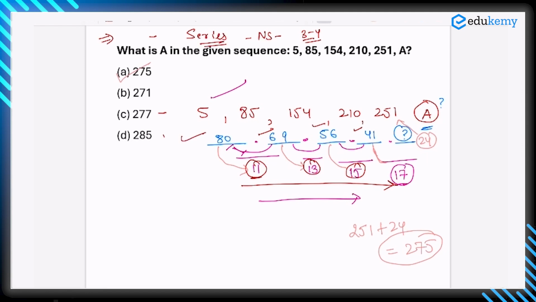We are finding this difference number 1. We note down the second difference, the difference number 2. Now we look at 80 minus 69 is 11. Then this 69 is added to this 85, and we get 154. Similarly, this 56 is added to 154 and we get 210. This 41 is added to 210, we get 251. Similarly, this 24 will be added to 251 and we get 275. So the answer of this question is 275.